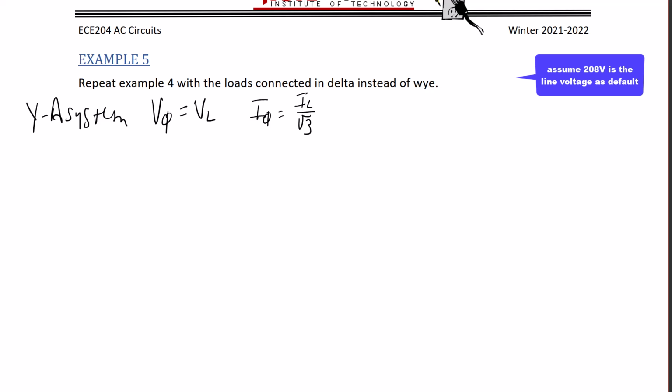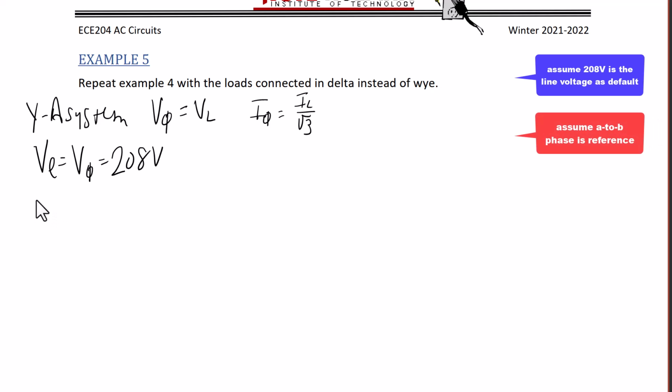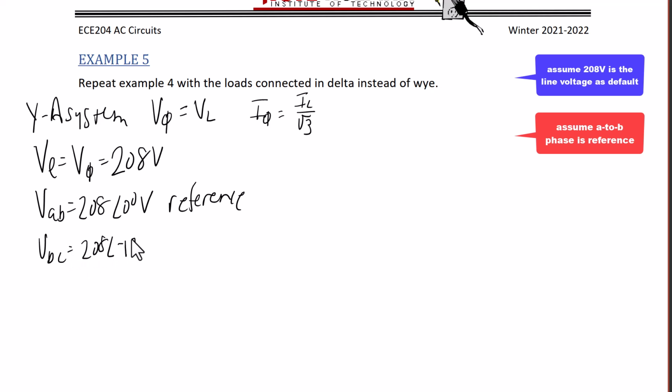So we're going to make a couple of assumptions. Once again, we're going to assume that 208 volts is our line voltage. So VL equals V phase, which equals 208 volts. And we are going to assume that our line voltage, since we have a delta connected load, is our reference. So we're going to have VAB equals 208 with an angle of 0 degrees, and that is our reference. Then VBC is equal to 208 with an angle of negative 120 degrees. And VCA is equal to 208 with an angle of 120 degrees.